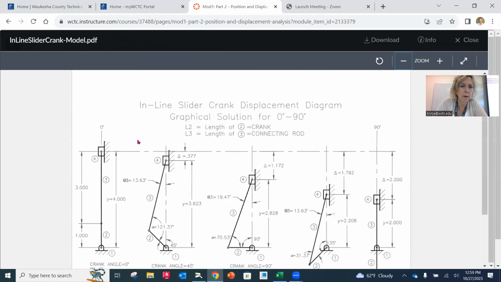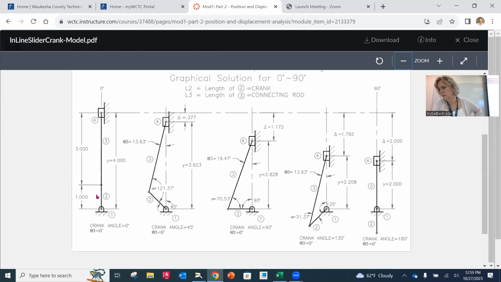Over here on the left-hand side is the representation of when we have that crank in line. We've got 1 inch on my crank, 3 inches here, and the total distance from the center of rotation of that crank all the way up to the piston is 4 inches. We call this, like we said earlier, top dead center, and we also call that crank angle 0, because it's one of the limiting positions.